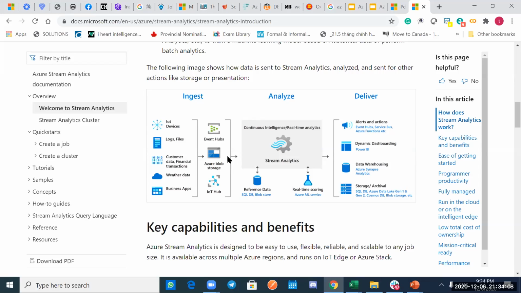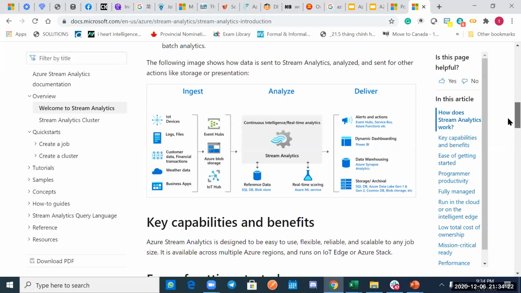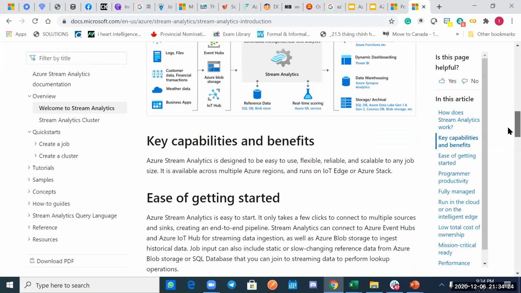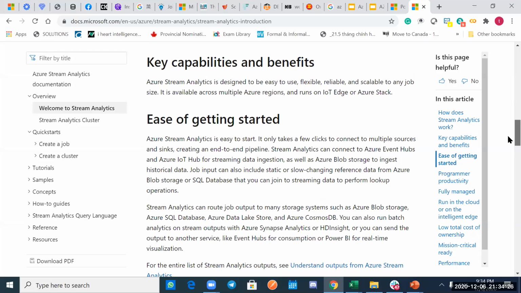Once you analyze it in real time, you start to deliver it to, for example, Power BI or Azure Synapse Analytics, which we learned about last time, and you can deliver it to storage for retrieval or archival.